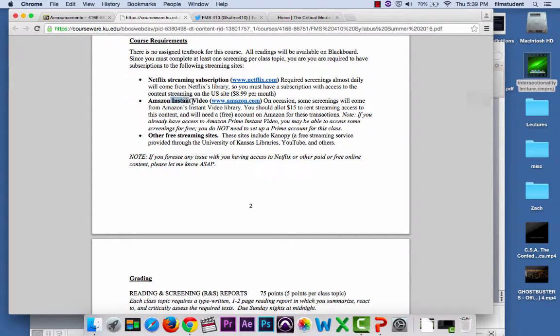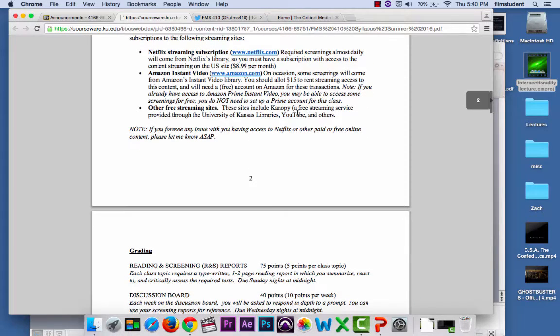Amazon Instant Video is another source we're going to be getting some of our screenings from. You don't necessarily need to open an account on Amazon, but Amazon Prime might have some of these screenings at a reduced rate. You should allot generally 15, maybe $20 to streaming fees over the course of the semester. So keep that in mind. And then we have a few media texts that we're going to be streaming off Canopy, which is a free streaming service provided through the University of Kansas Libraries.